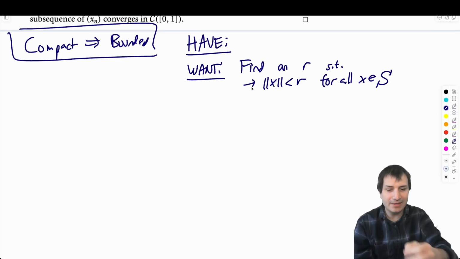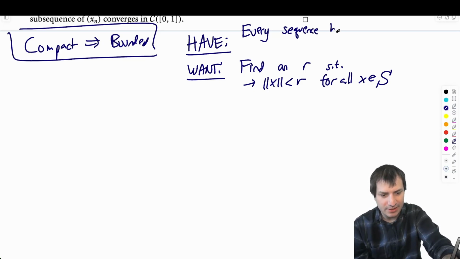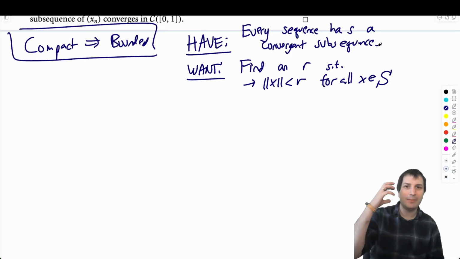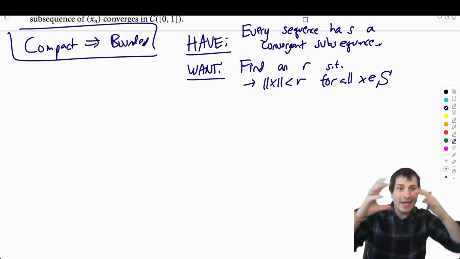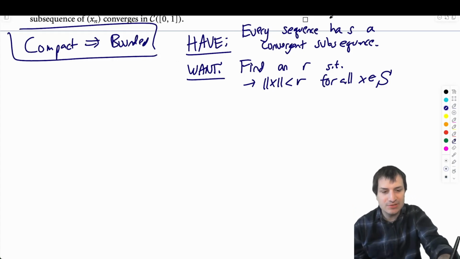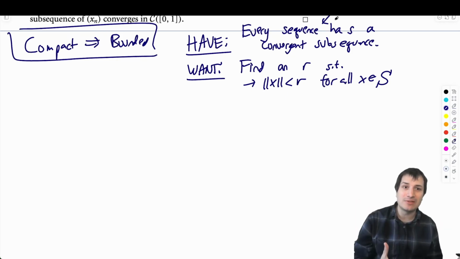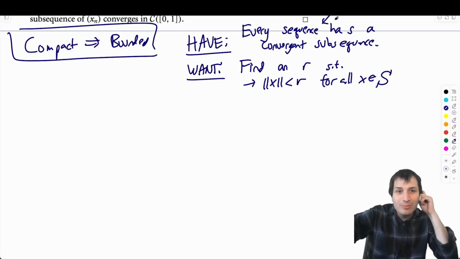We have that S is compact. So every sequence has a convergent subsequence. Okay, so how are we going to prove what we want using what we have? Well, I think what we're going to do is try to create some sequence and then feed that sequence into the have, and then we're going to get a convergent subsequence. And that is going to be the thing we can do. How can we create such a sequence?